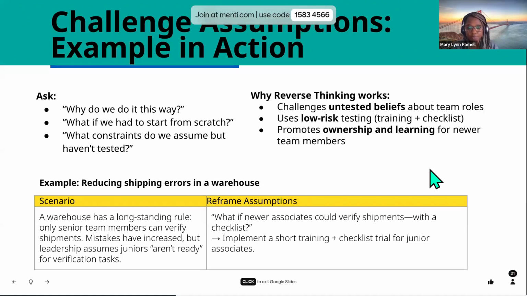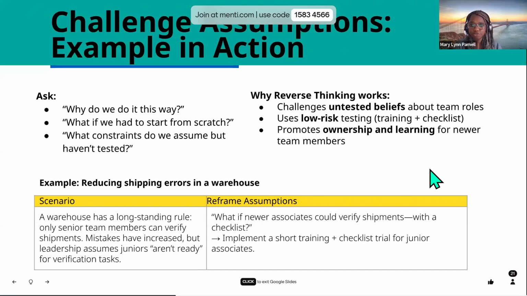and then the other part was why, we'll just continue. The other example would be reducing shipping errors in a warehouse. So, the scenario is a warehouse has a long-standing rule: only senior members can verify shipments. Mistakes have increased, but leaders assume juniors aren't ready for verification tasks. So what are we going to do for reverse thinking?